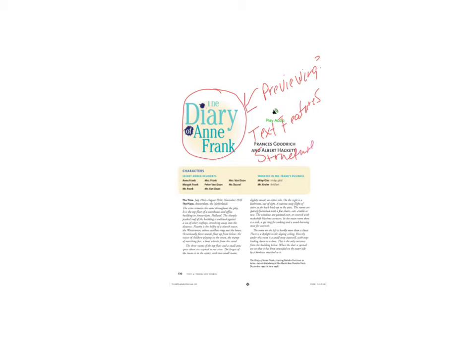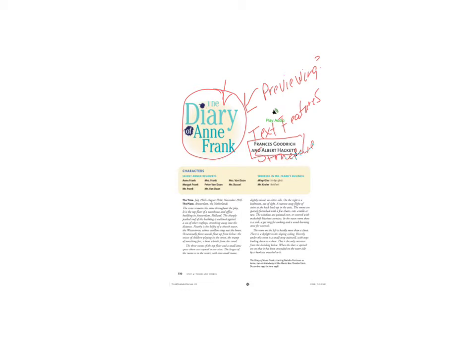Okay, so I'm going to model a few examples for you, but then you are going to do some of this on your own. All right, so I want you to think about some of those elements we presented to you last week. Now, as you know, the title is The Diary of Anne Frank. Okay, and then we have two names over here on the right, Frances Goodrich and Albert Hackett.